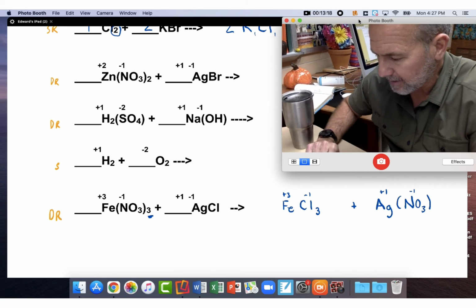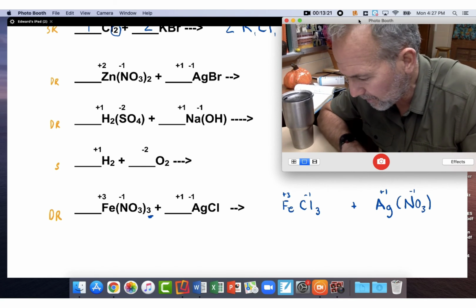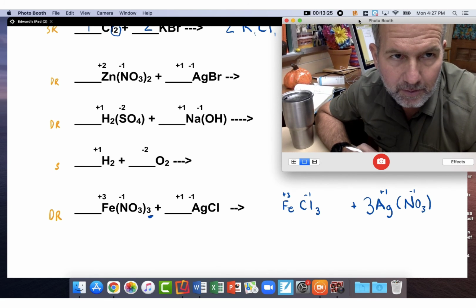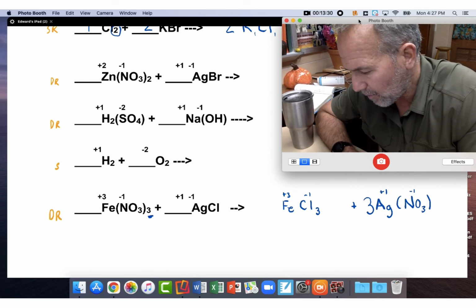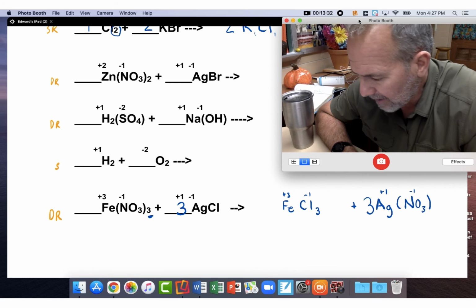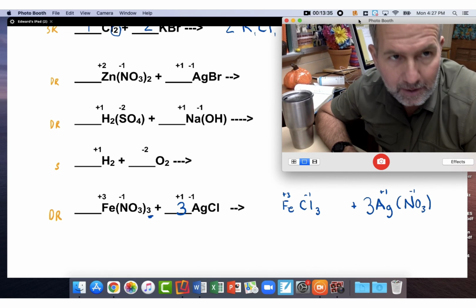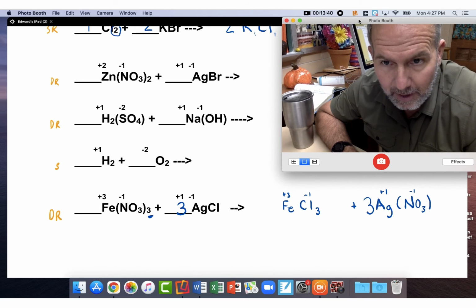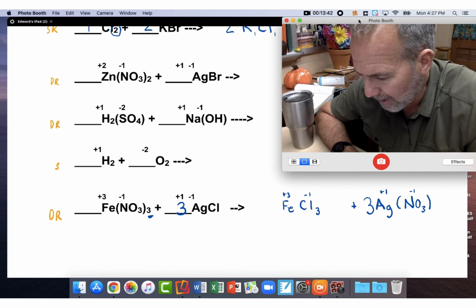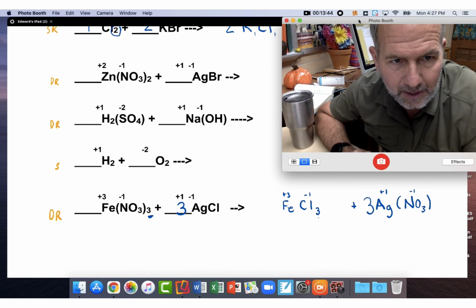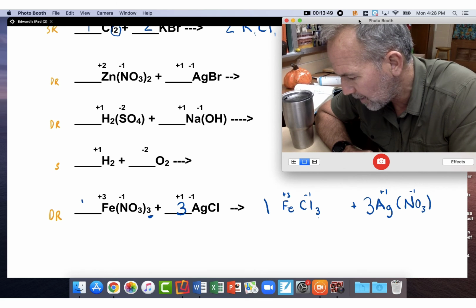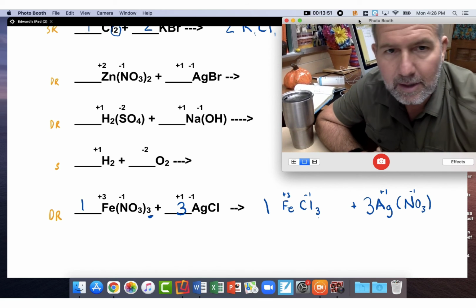Now we have to balance. We have 3 nitrates on the left. Now we have 3 silver nitrates on the right. So we have 3 nitrates and 3 silvers. We put another 3 here. That gives me 3 silvers on the left, but it also gives me 3 Cls, right? 3 silver chlorides. And then we go back and look at the iron chloride. It already has 3 Cls attached to it. So we can throw 1 in there if you want, or it's optional. Throw 1 in there because that's where we started, and we're done.